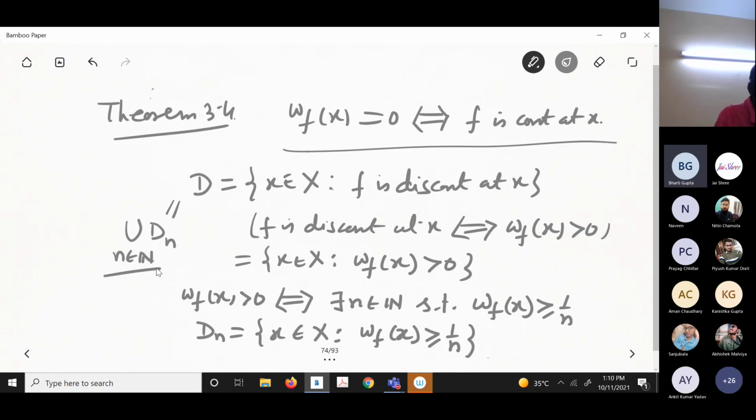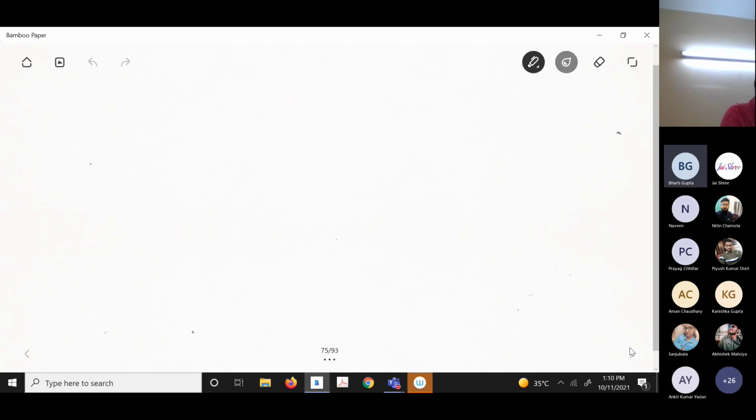Okay. Right? And I want to prove this is an F sigma set, that means a countable union of closed sets. So it is a countable union of D_n. So all I need to prove is that each D_n is closed, and I will be done. And in order to prove closed, that's why I have taken this greater than or equal to.